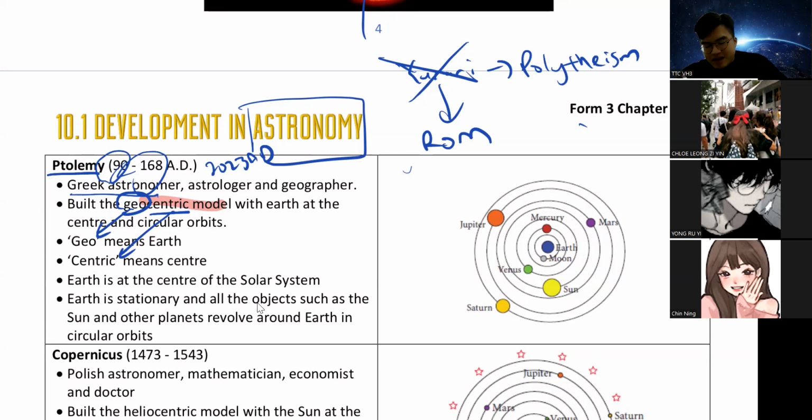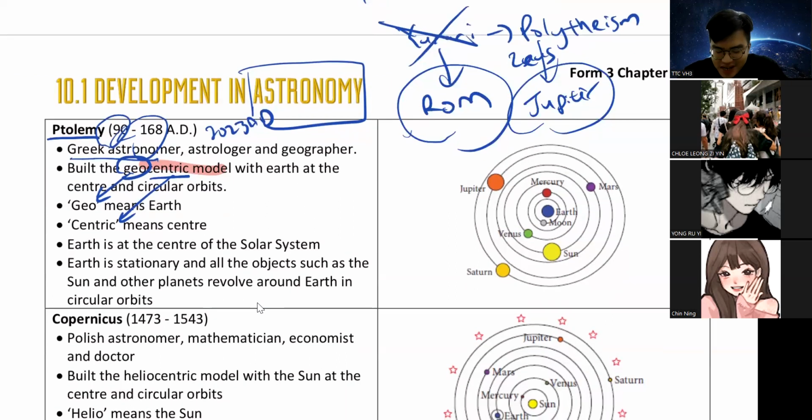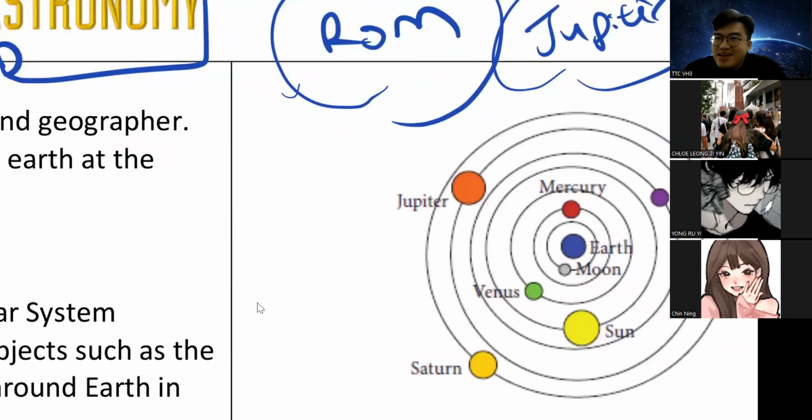Anyway, Rome inherited this polytheism, and they just renamed the gods. So Zeus became Jupiter. Does it sound like something to you guys? What the hell is a Jupiter? Jupiter is a planet.